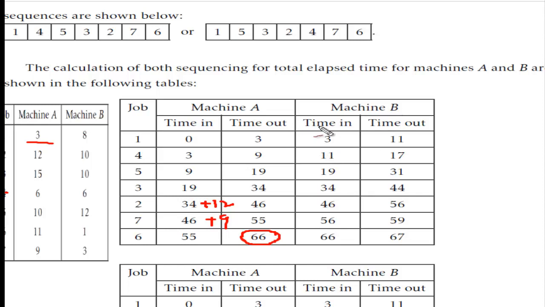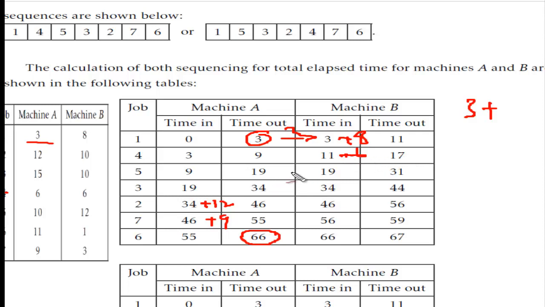Then machine B starts doing job 1 after it is finished on machine A, so we have to wait for this. So 3 units of time is waiting time, and then it takes 8 units of time. 3 plus 8 is 11. It starts the next job at 11 because the machine is finished at 9, so we can start at 11, no problem. And job 4 is 6 units, so 11 plus 6 is 17.